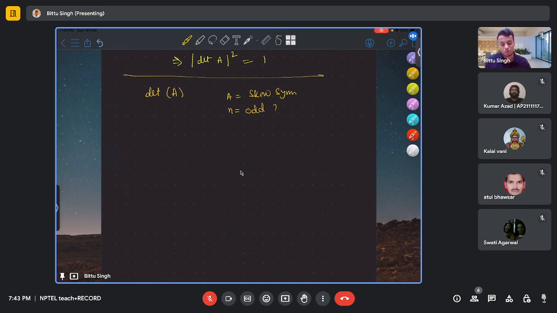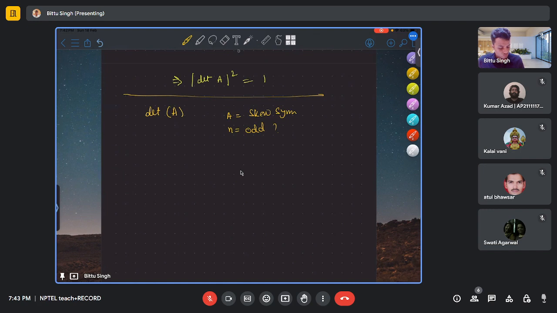Then what can you say? We are familiar with the property that the determinant of A transpose is the same as the determinant of A. But note that A is skew symmetric, so A transpose is the same as minus A. So the determinant of minus A is the same as the determinant of A.